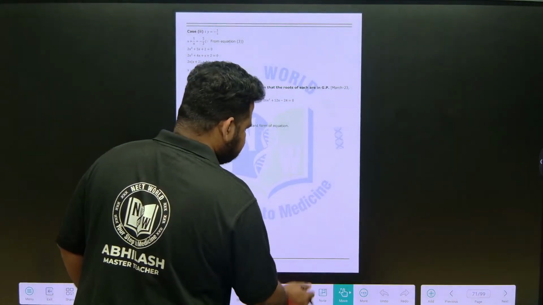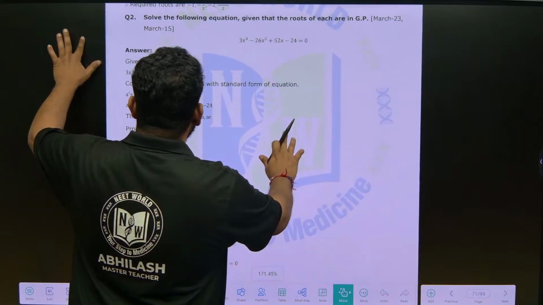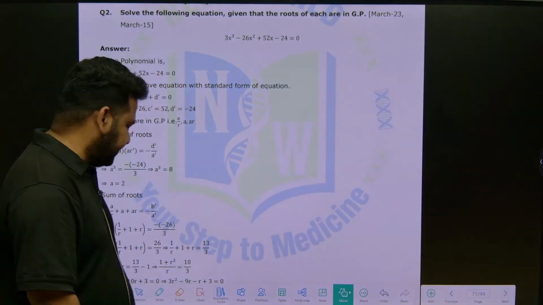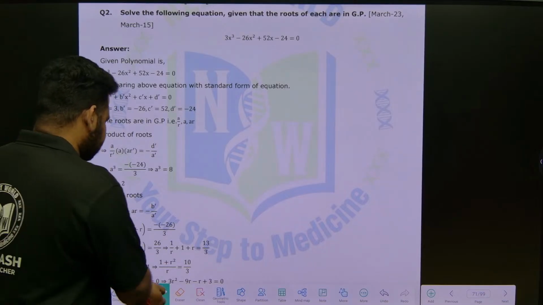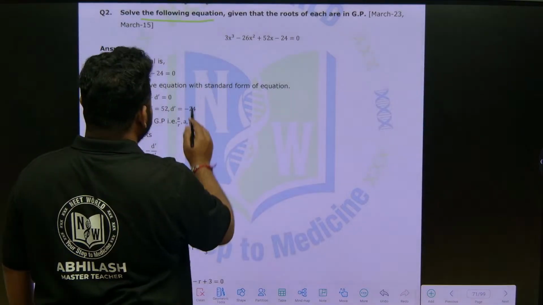What do I mean by GP? Solve the following equation given that the roots of each are in GP, that is geometric progression. What does it mean? It means they are in geometric progression.